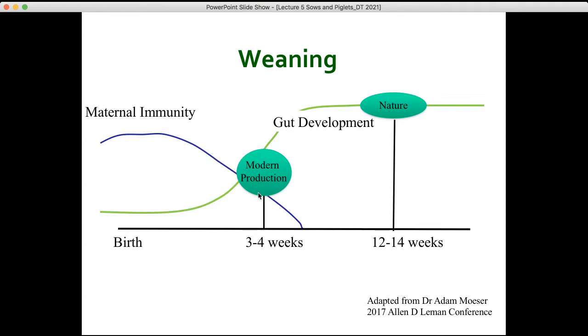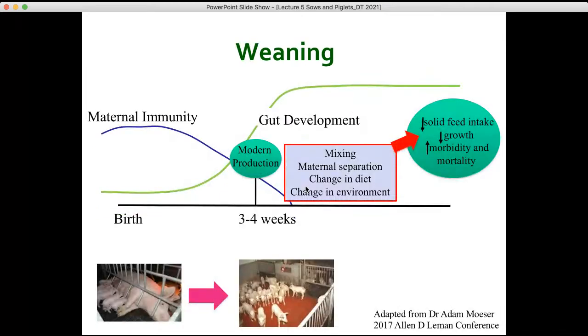In modern production, we wean our pigs when the gut is still developing, so that's represented in the green line, and when maternal immunity is decreasing. So when we are getting less maternal antibodies from the sow. So there's a few challenges for the piglets.